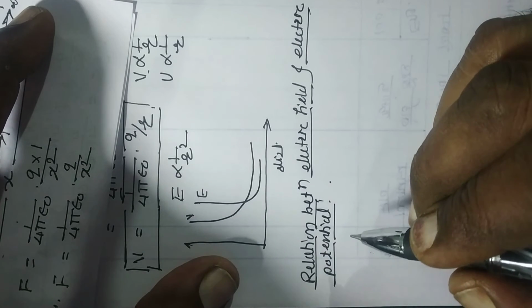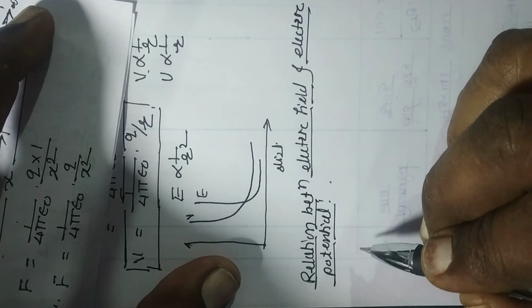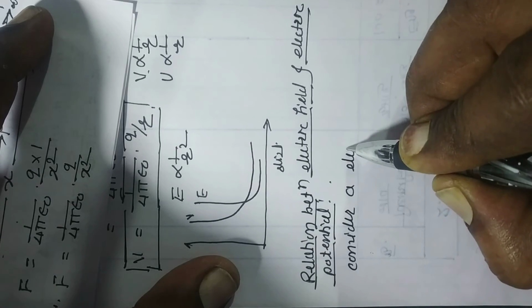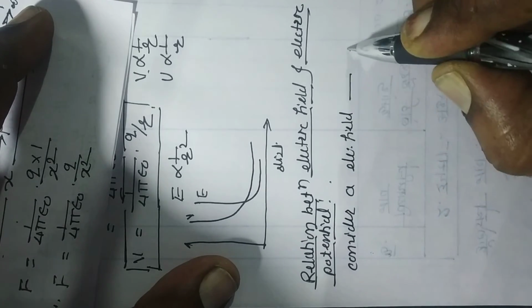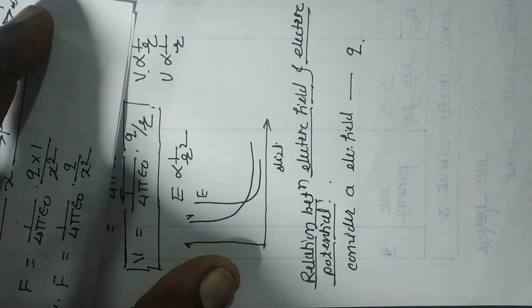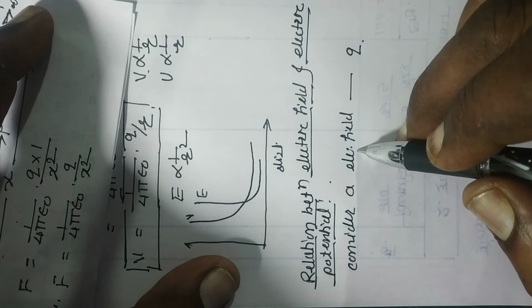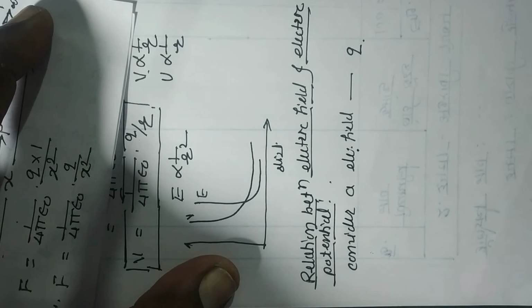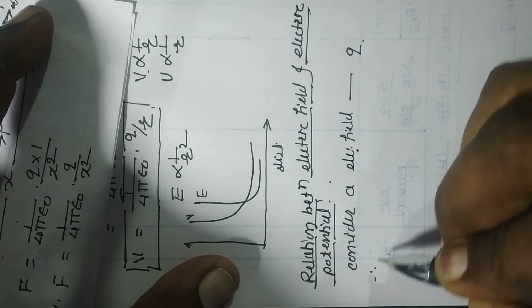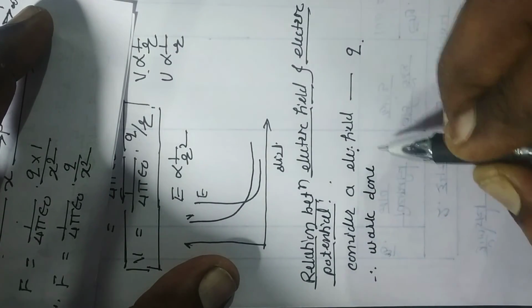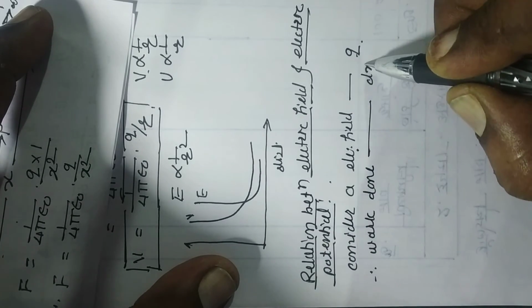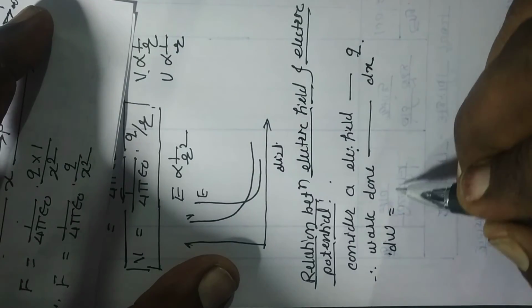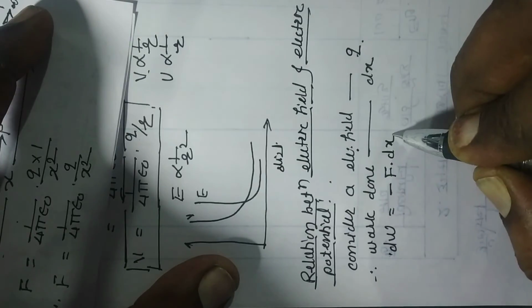Now consider an electric field produced by charge Q. Then work done to displace a charge through a small displacement, and therefore work done to displace charge through small displacement dx, that is small work, is equal to minus F into dx.